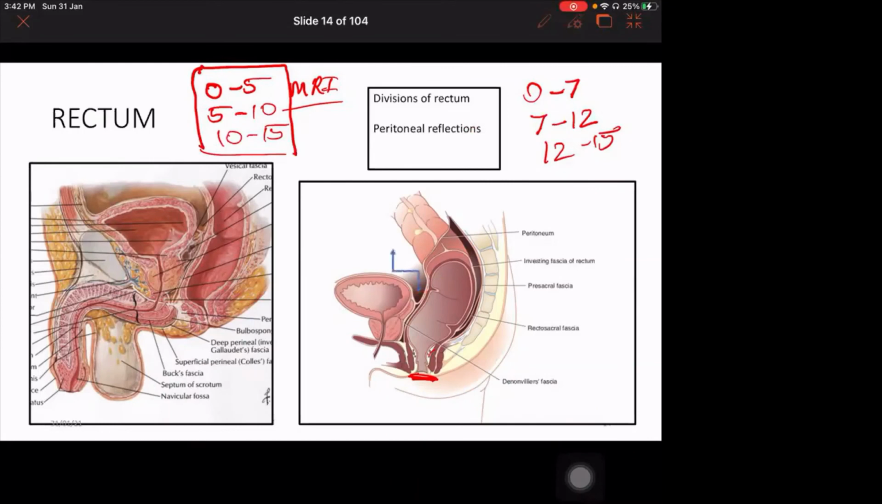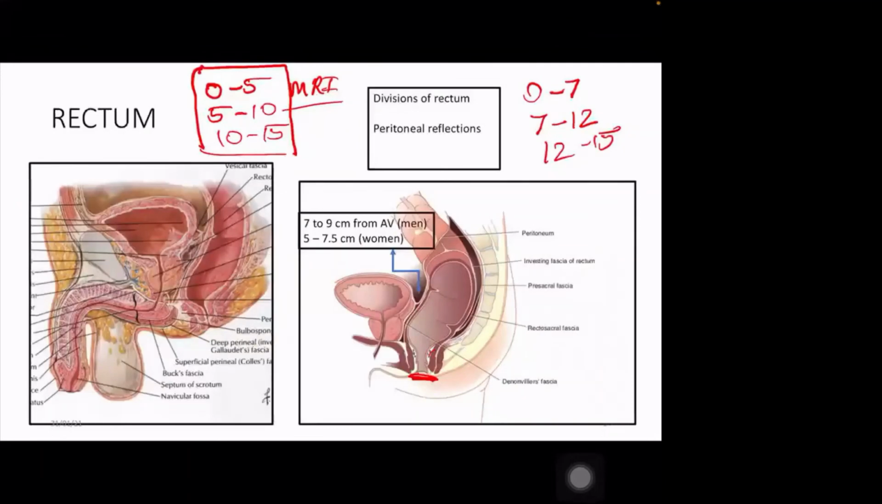Okay. The next important point is the anterior peritoneal reflection. The part between the rectum and the bladder is called the rectovesical pouch, also called the pouch of Douglas, and here is the peritoneal reflection. The distance given in textbooks is 7 to 9 centimeter from the anal verge in men, and 5 to 7.5 centimeter from the anal verge in women. So remember this distance.